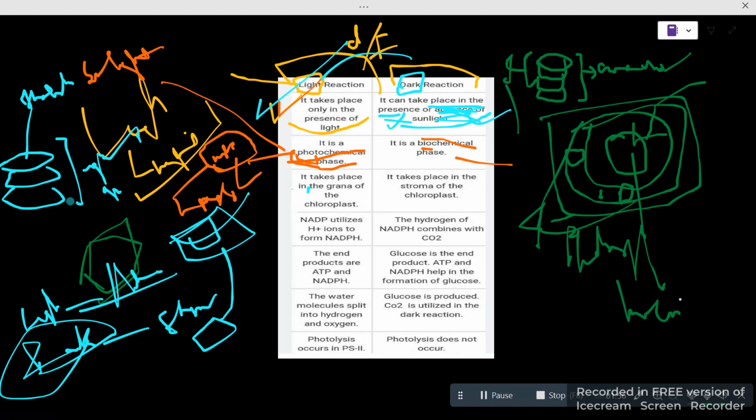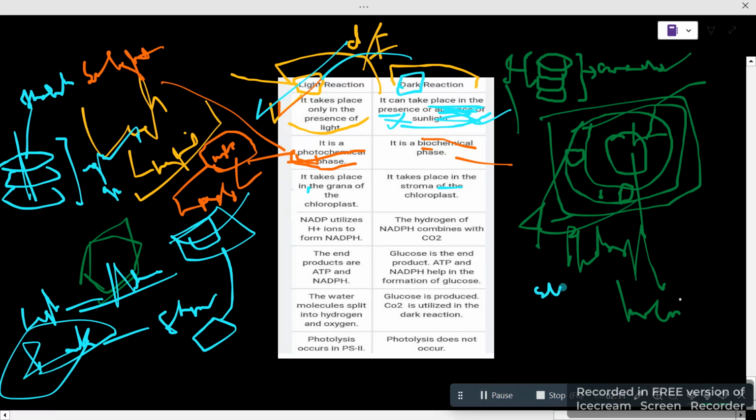So here we have this one structure, the grana. So the light reaction happens in these, whereas here it is written that it takes place in the stroma. Stroma simply is the matrix. Matrix means a fluid.